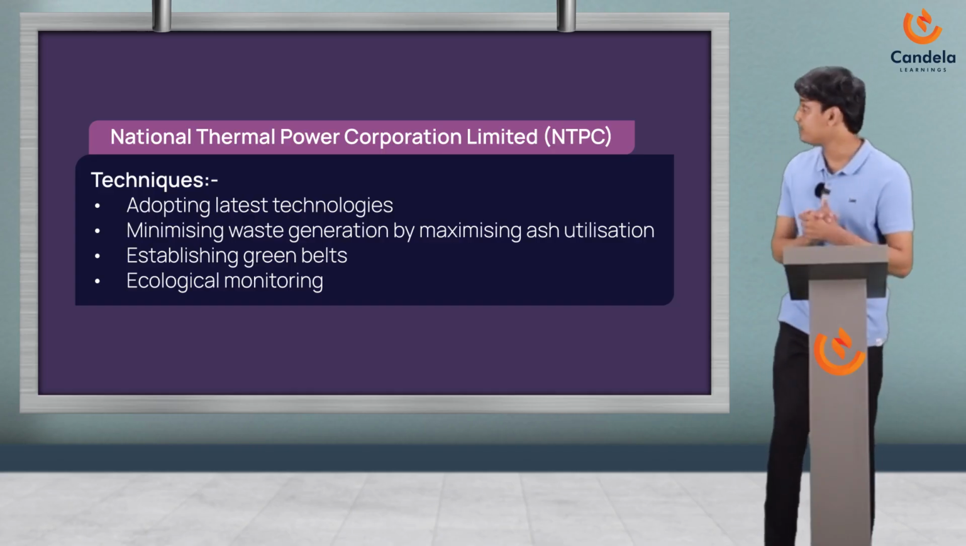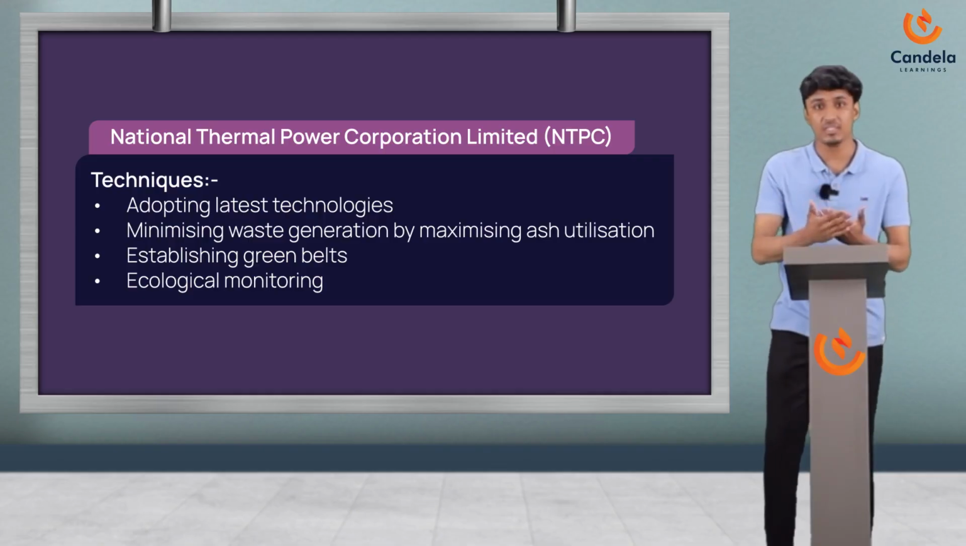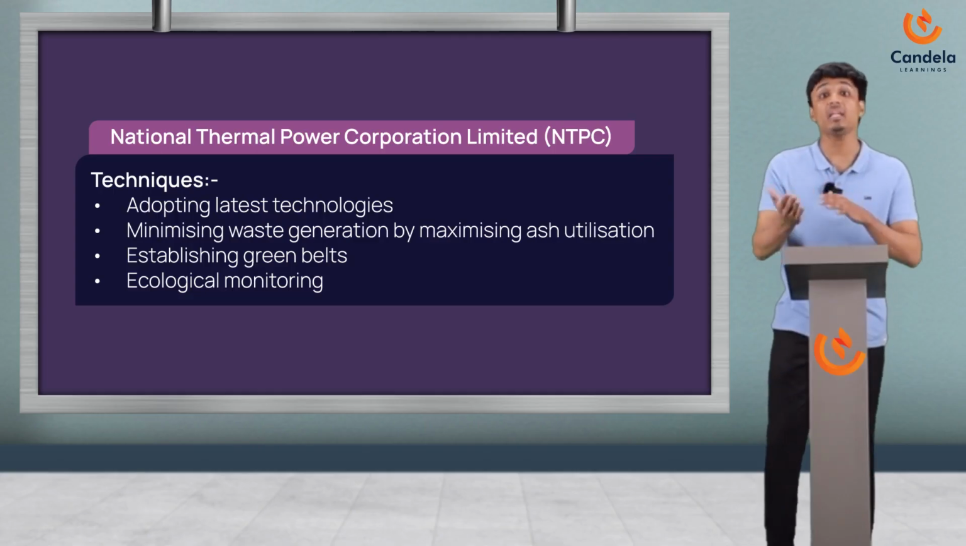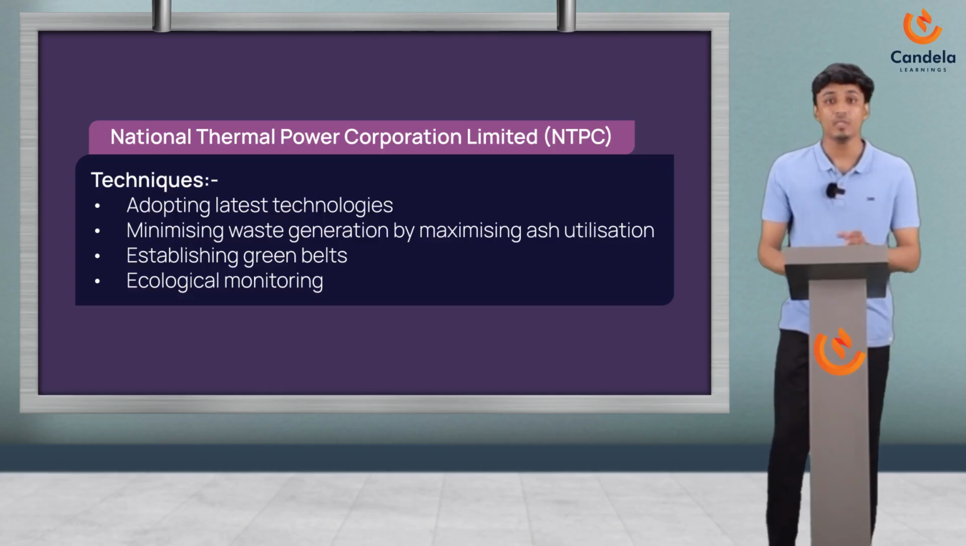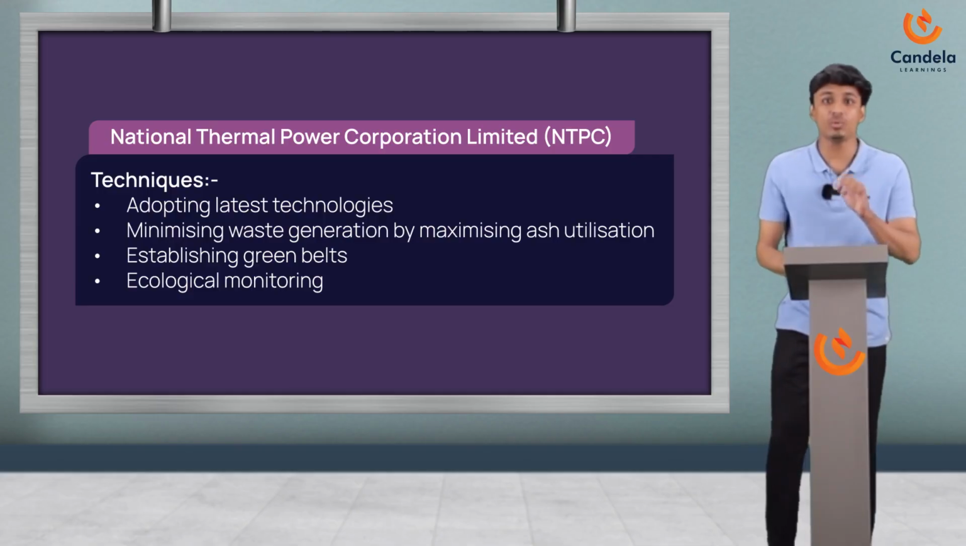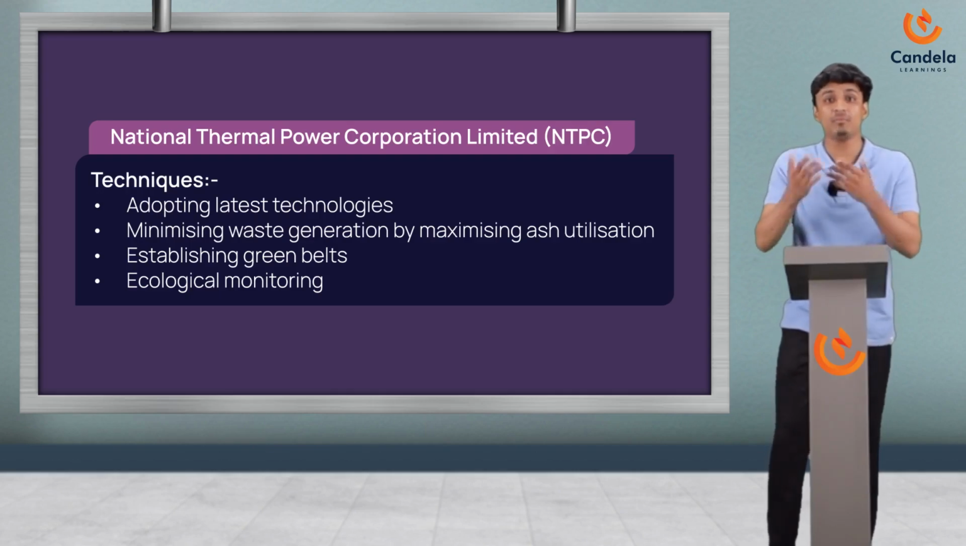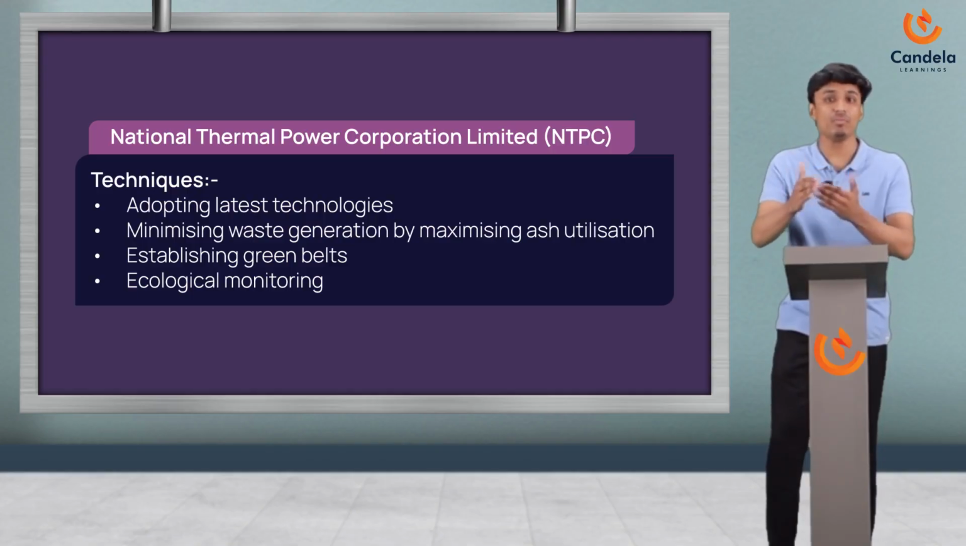The second point. See, ash is a byproduct of various industrial processes such as coal combustion and can contain harmful pollutants. So by maximizing ash utilization, we can reduce the amount of ash that is disposed of in landfills, and that will in turn reduce the risk of pollution.